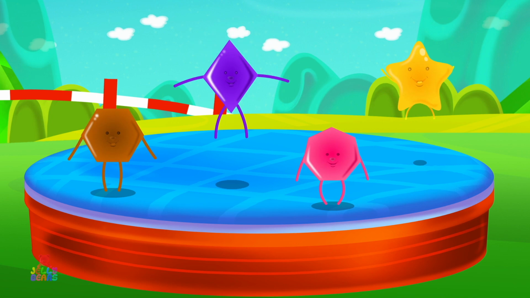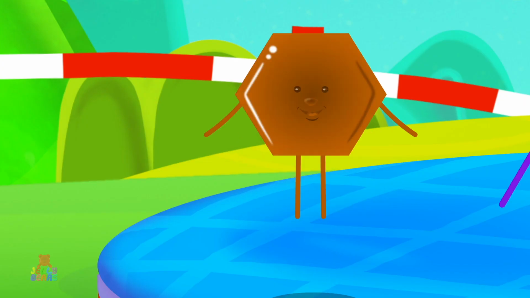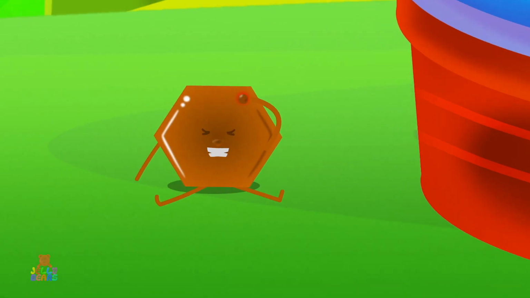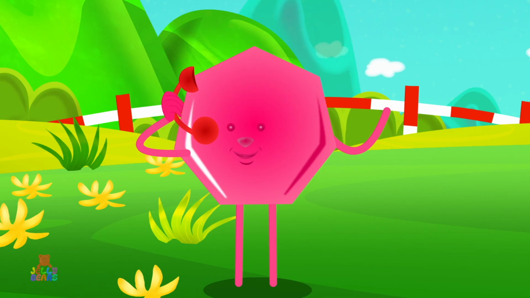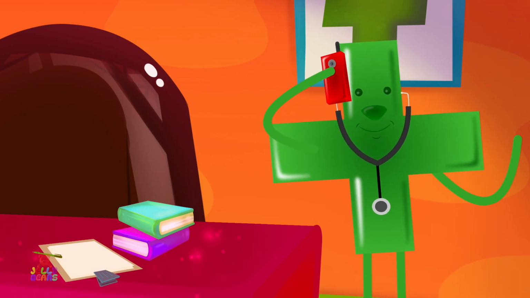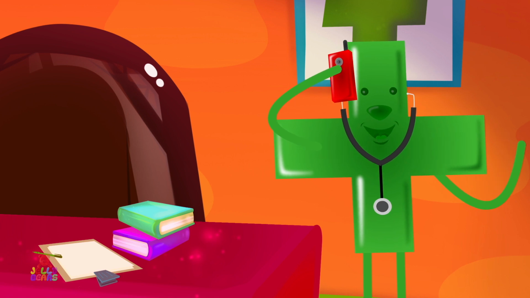Four little shapes jumping on the bed. Hexagon fell off and bumped her head. Octagon called the doctor and the doctor said, no more shapes jumping on the bed.